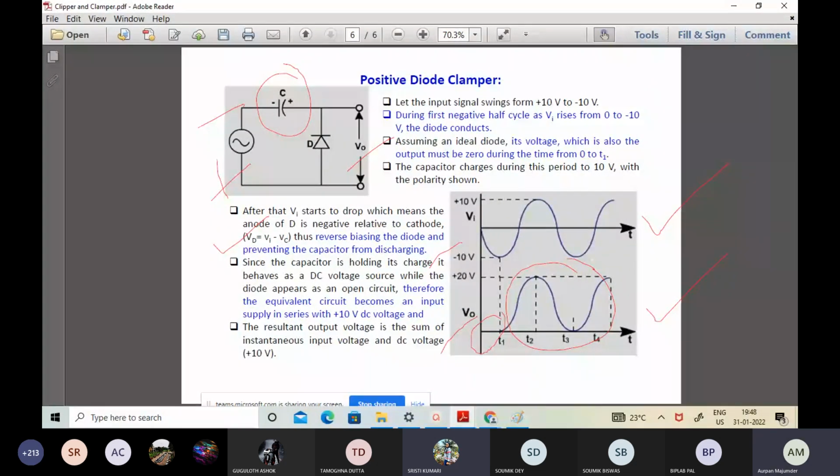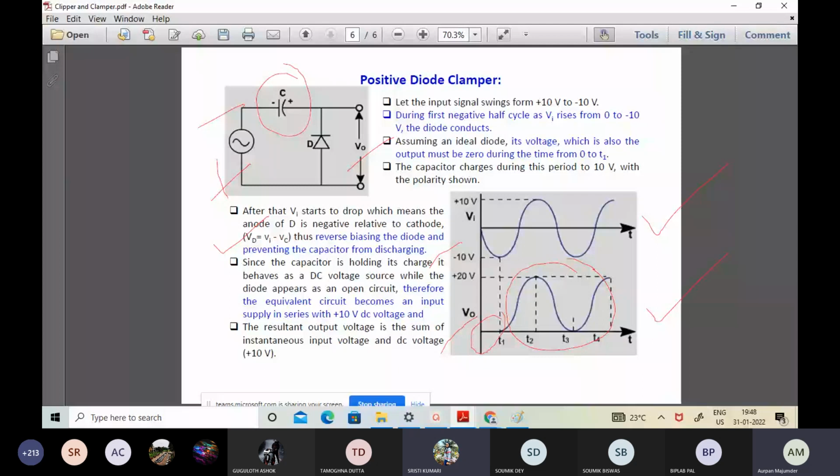Now the case which has been shown in this context, now look, forget about this segment. Maybe you are having a confusion about this idea. Forget about the conduction of the diode, and hence no output between 0 to T1. Simply forget about the conduction of the diode and output voltage equal to 0 between 0 to T1 in the negative diode clamper or in the case of the positive diode clamper.